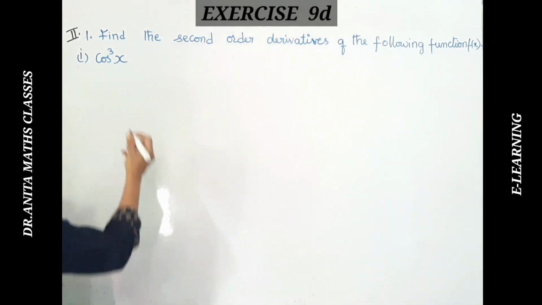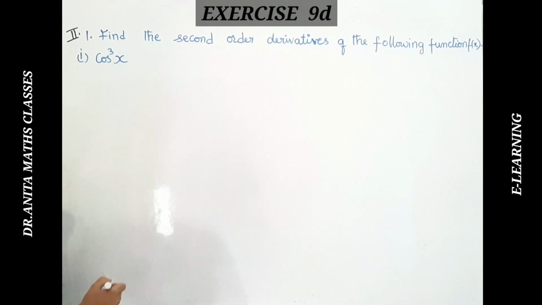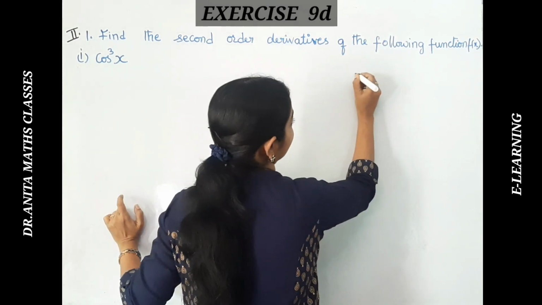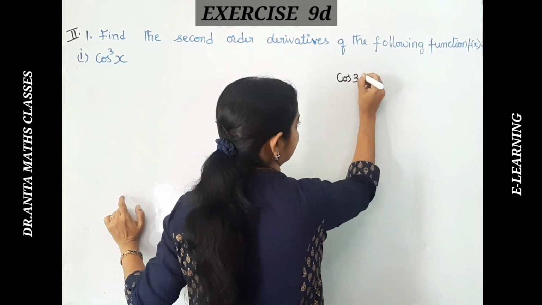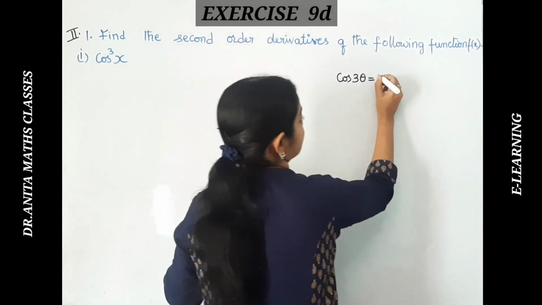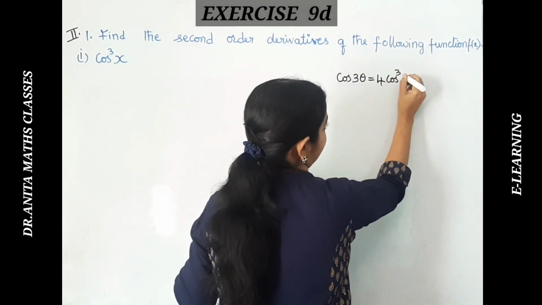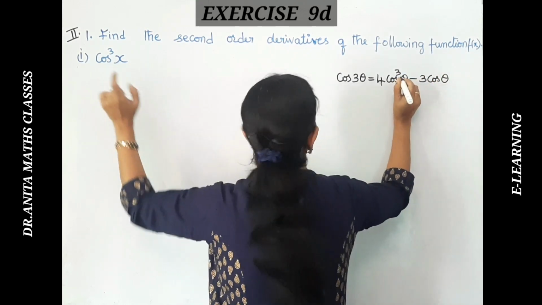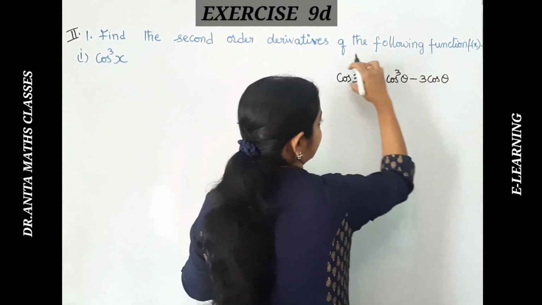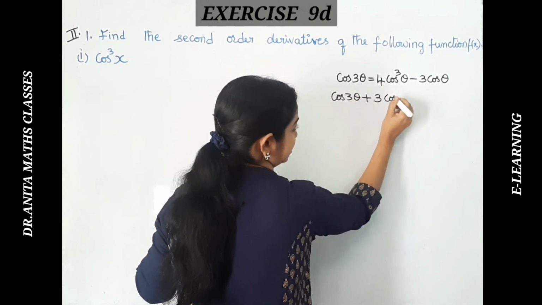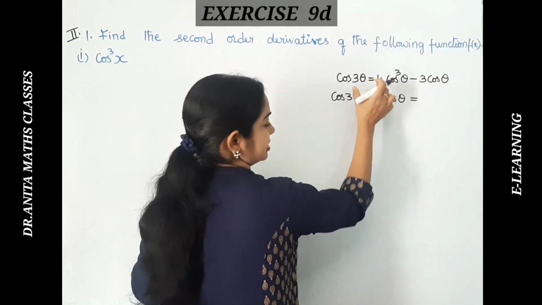Okay, so here this is cos cube x. First we will transform this trigonometric ratio into a known one. Cube is involved here. If you take cos 3 theta, in that formula cubes are involved. This is nothing but 4 cos cube theta minus 3 cos theta. So here cube is there, isn't it? We want this, so bring this to this side. This becomes cos 3 theta plus 3 cos theta. If you bring this to this side, it becomes plus.